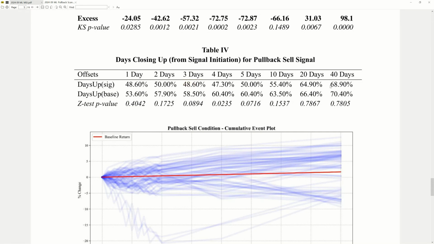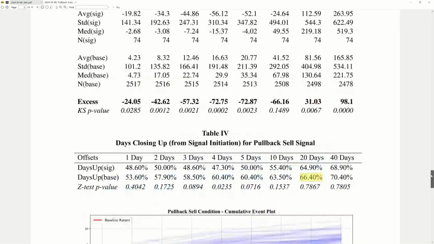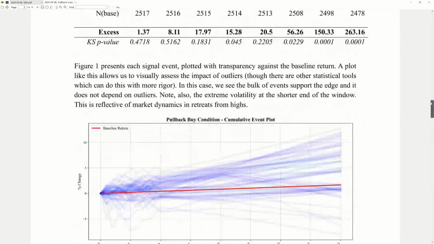But then you go out to a month, 20 trading days. This is trading days, by the way. And you're looking at a difference that's not really very much. Let's go up and look at the table for the buys a little bit.